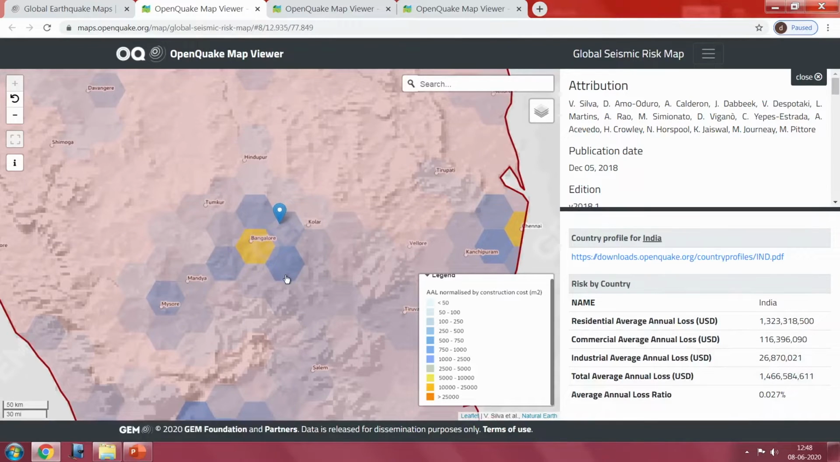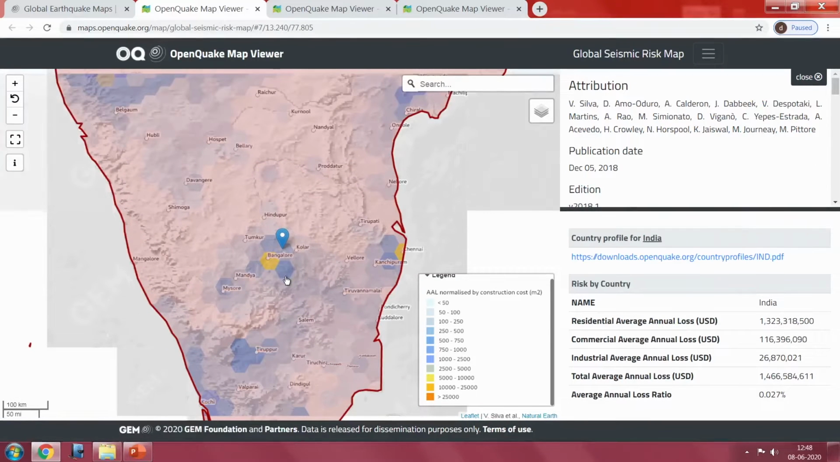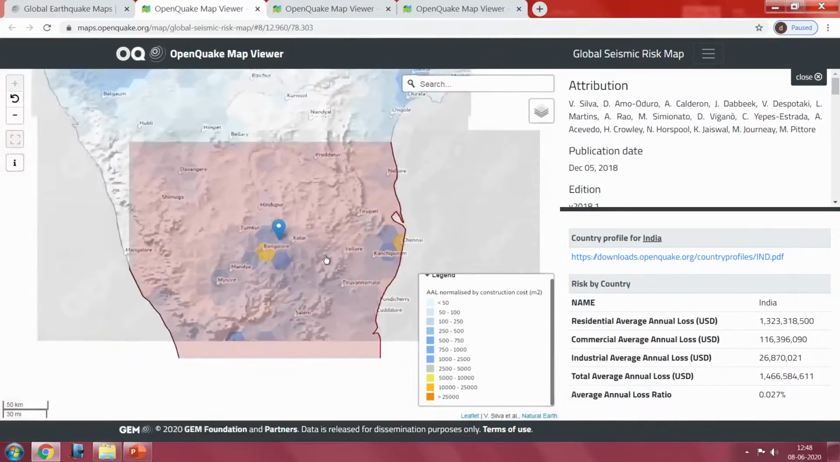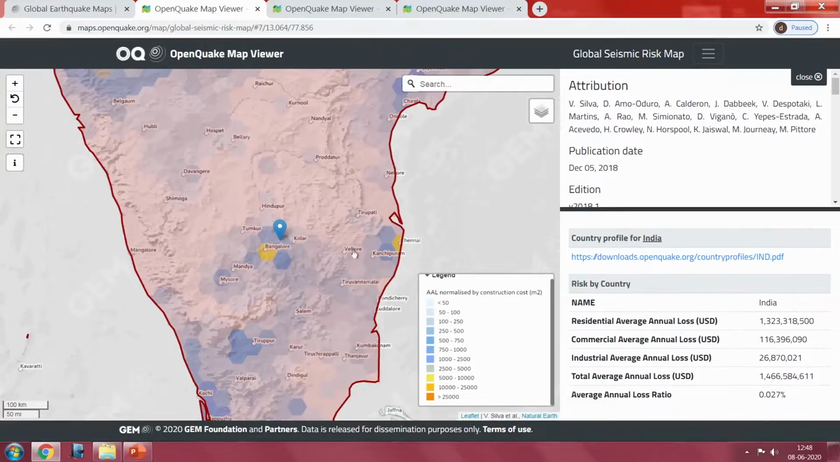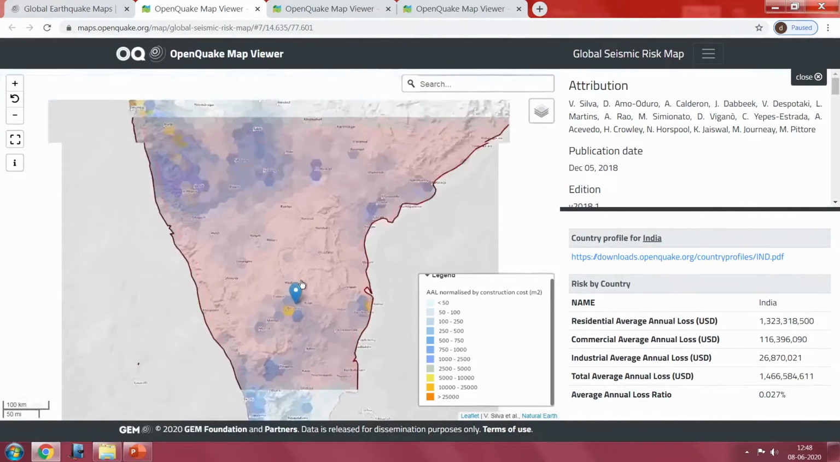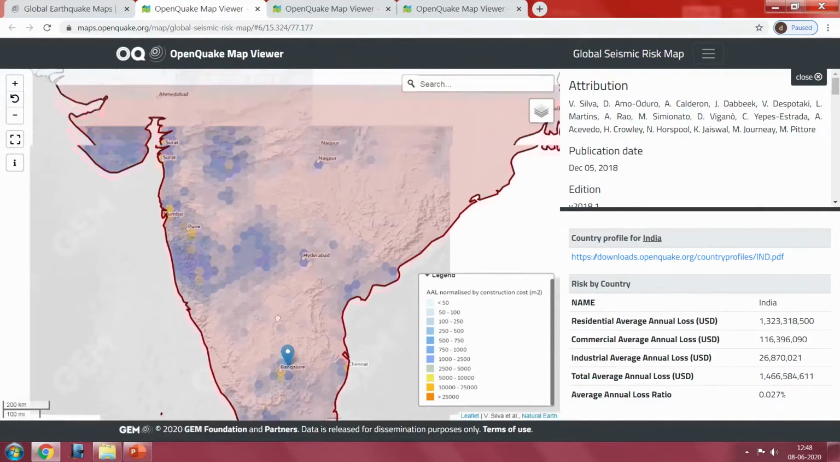So, this is also annual average loss. Such kinds of maps are useful when people want to invest. For example, they look at Southern India as the option. Within Southern India, they look at Bangalore, Mysore, Chennai, and Hyderabad. Apart from looking at the potential, they also consider this as a factor.